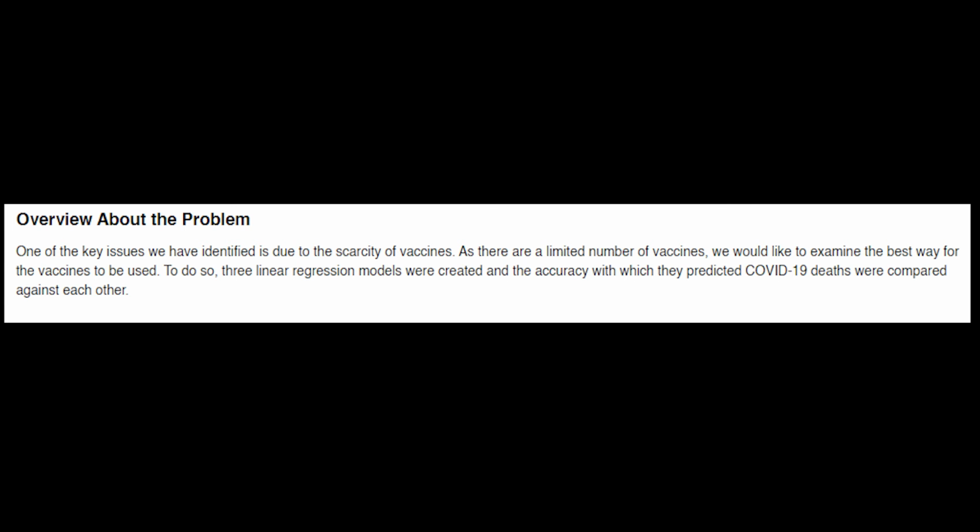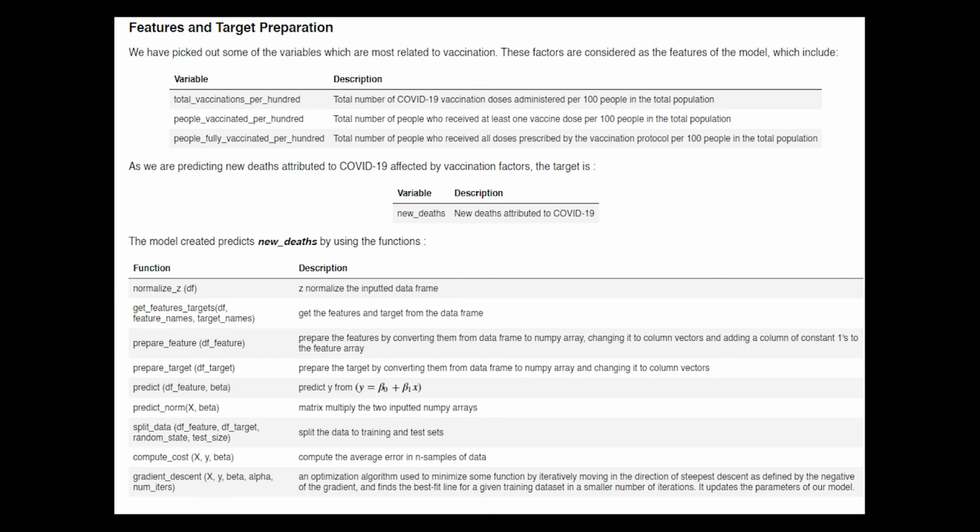As our solution, we build a linear regression model on each type of vaccination rate against the daily number of COVID deaths and use the accuracy of the model to determine which type of column generated the most accurate model. Our variables are hence defined as total vaccinations per 100, people vaccinated per 100, and people fully vaccinated per 100 against new deaths attributed to COVID-19. Finally, we deliberate on improvements, including ways to improve our accuracy.